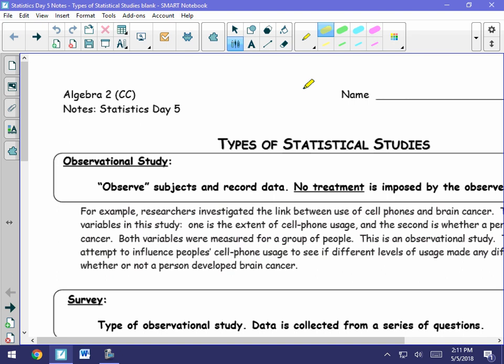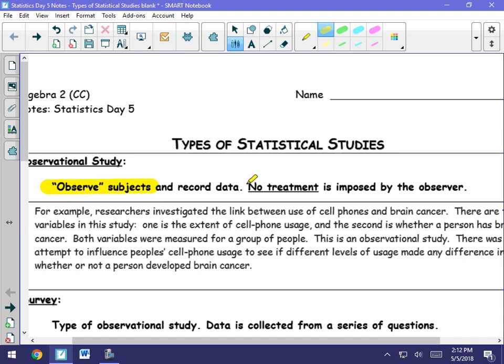So types of statistical studies. We're going to start with looking at some different studies that we can do, starting with what's called an observational study. When you're doing an observational study, the idea is that you're just observing your subjects and recording the data. It says no treatment is imposed by the observer, which means that the person running the study is not actually creating anything for anyone to do. They're just observing what's already happening.